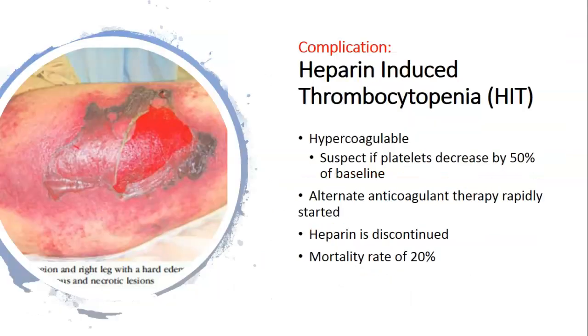The biggest complication is heparin-induced thrombocytopenia, or HIT. It causes hypercoagulability. It is suspected if platelets decrease by 50% of a person's baseline. An alternative needs to be started. Heparin is discontinued, and the mortality rate is about 20%.